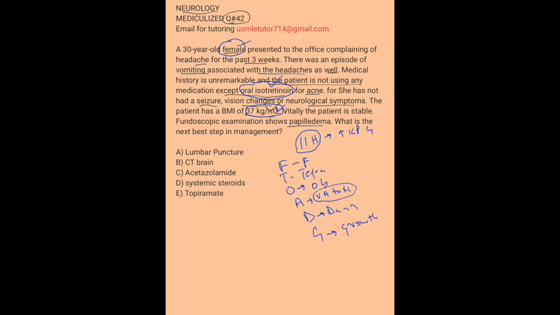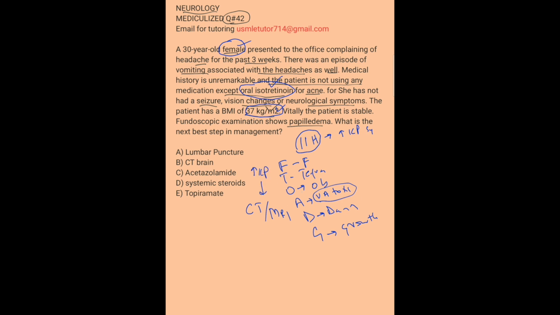Now let's talk about what we need to do here. What is the next step? So remember, whenever you have a raised intracranial pressure, regardless of etiology, like you don't know what's going on, the first step is always to do brain imaging. You can do a CT scan or MRI of the brain. Either is fine. So a patient comes with the raised ICP.